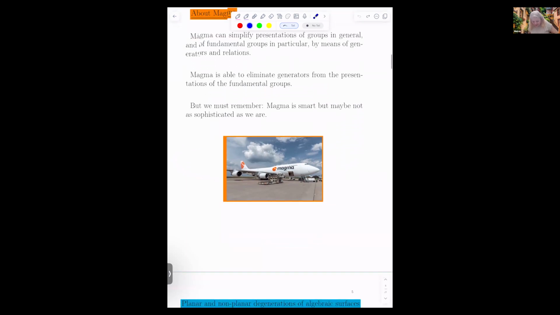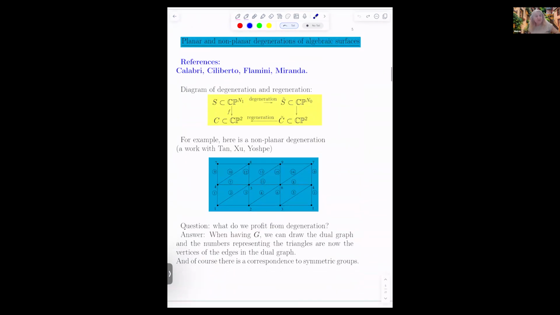Now, let's continue with surfaces. There are two directions of research: planar deformations and non-planar deformations. So what we do is the following. We take a surface S, you can see here in this yellow diagram. We project it onto the projective plane, CP square, and we get a branch curve C. But it's very complicated to do this because I cannot draw a picture of C.